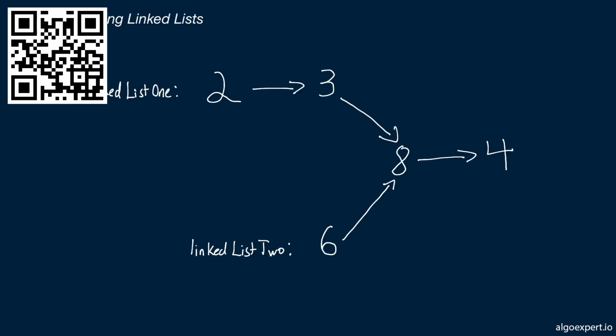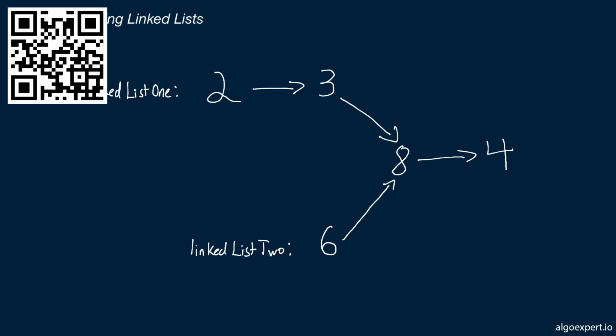In this video, we will be going over the merging linked lists question. So in this question, we have two different linked lists. So we have linked list 1 and linked list 2. But these two lists converge where they intersect at a single node somewhere in the middle. So they share some portion of the list.